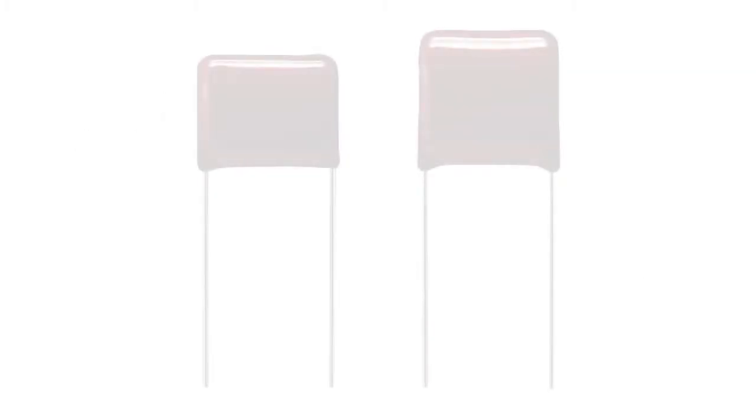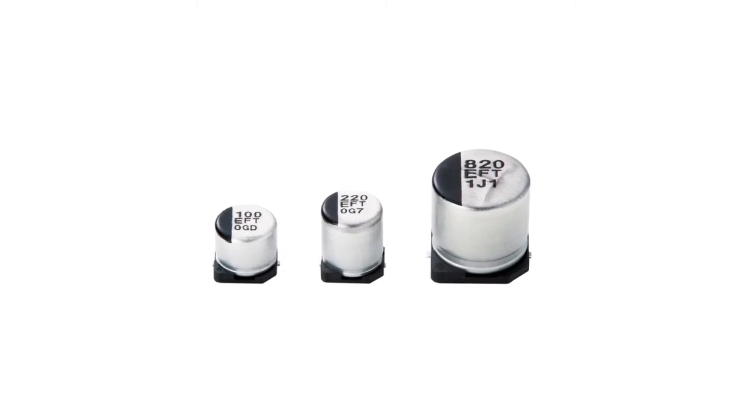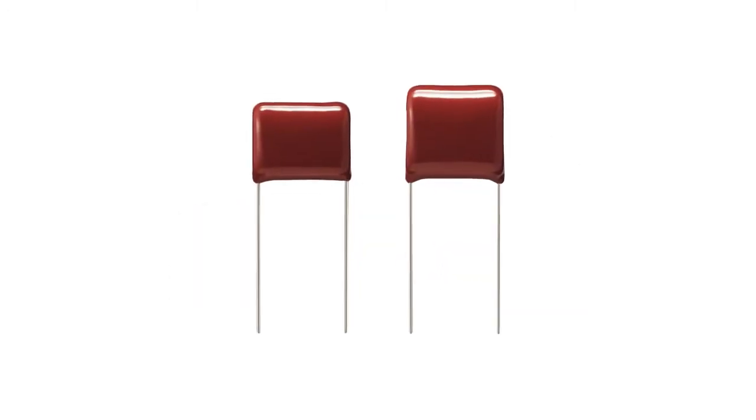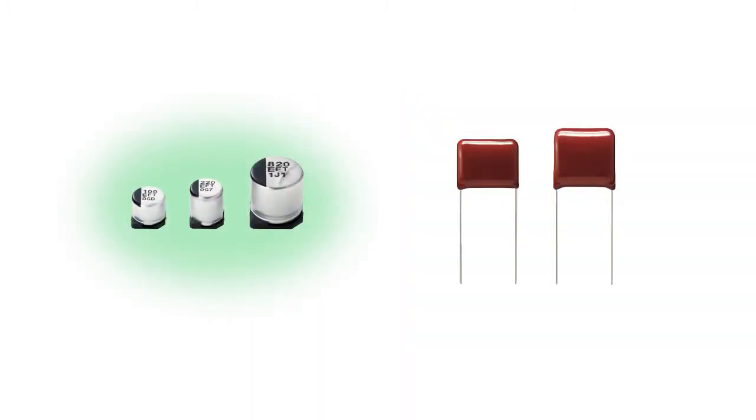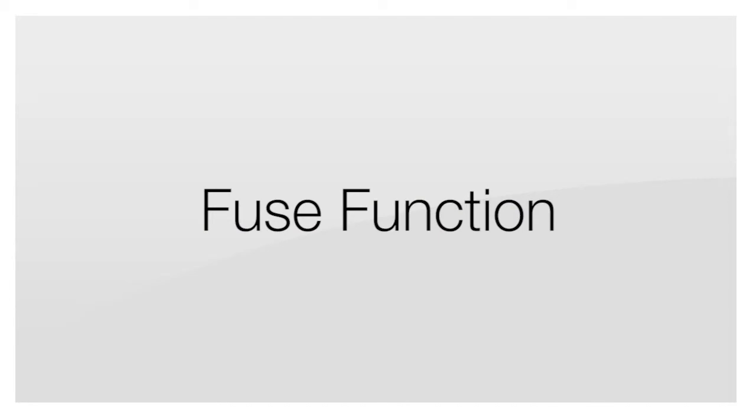A major breakthrough with some polypropylene films is Panasonic's segmented metallized fusing function. Unlike aluminum electrolytic capacitors where the part opens upon failure, film capacitors short circuit upon failure. However, demand has grown within the electronics industry for a film capacitor that would also open upon failure. To fulfill that need, Panasonic has developed a fuse function technology for its film capacitors.